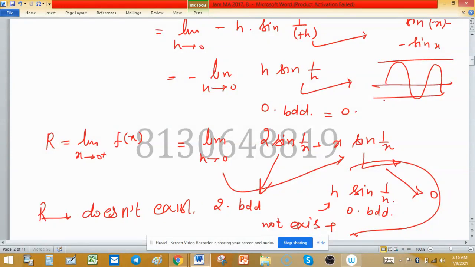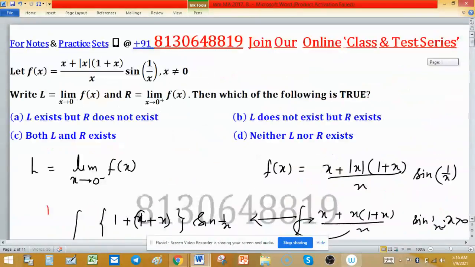So what we have is L exists and R doesn't exist. So which option is true? Option A is L exists but R doesn't exist. So option A is correct.